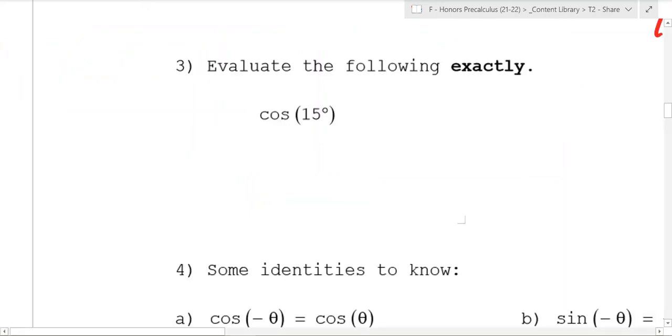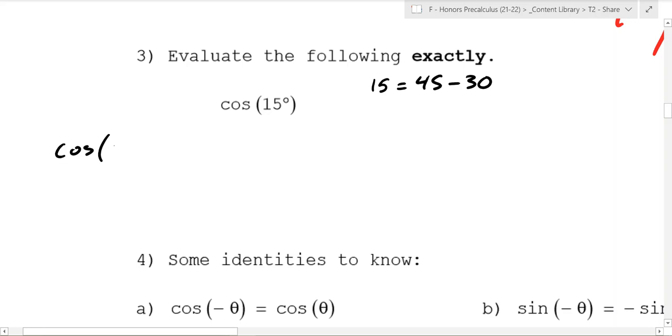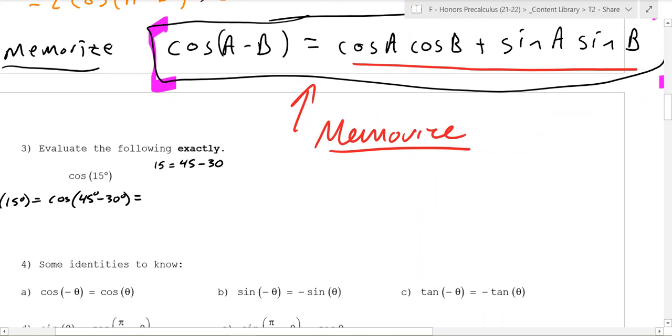Well, I could ask you what cosine of 15 is, and that's not something that's on the nice regular unit circle, but we know that 15 is equal to 45 minus 30, and those are two angles that we know trig values of. So cosine of 15 degrees is equal to cosine of 45 degrees minus 30 degrees. And then you can use the formula above. So it's cosine 45 degrees cosine 30 degrees multiplied together plus sine of 45 degrees sine of 30 degrees.